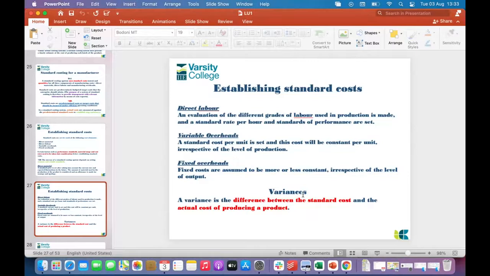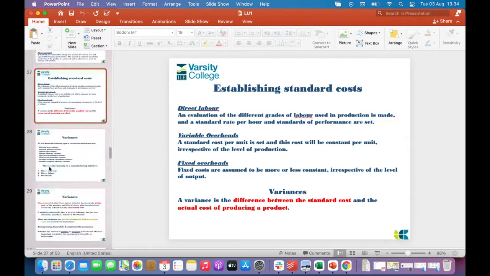Then we have fixed overheads. Fixed costs are assumed to be more or less constant, irrespective of the level of output. Basically, like rent, we know is a fixed cost, whether you are staying in the house or not. As long as you sign the lease, you are going to have to pay the rent. So those are the type of fixed costs that we are talking about.